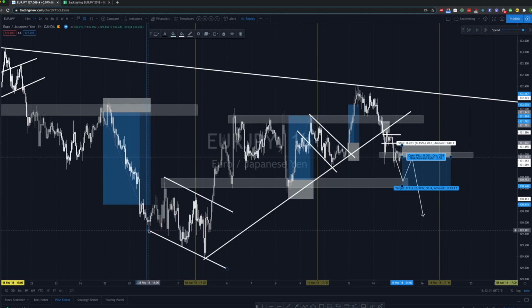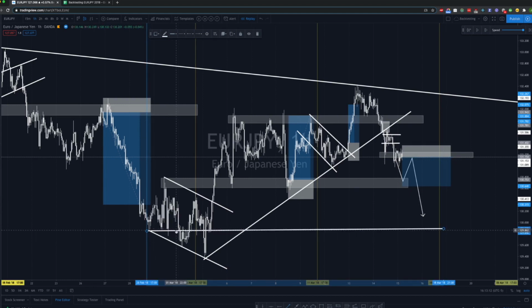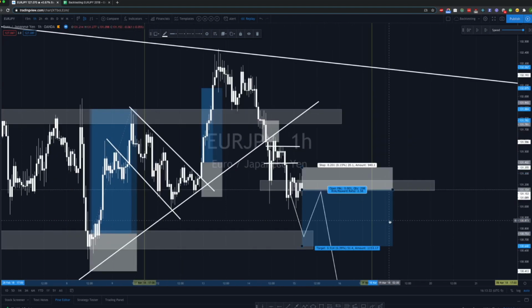Probably here, this looks a little bit more valid, right? We have this structure level here that seems like it's had the most rejection. You could see rejection, rejection, rejection, it struggled, rejection, rejection, and then you had this big push off of it. So if we hit targets, then that will be my final target there.